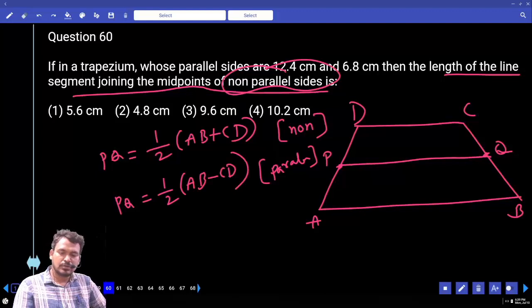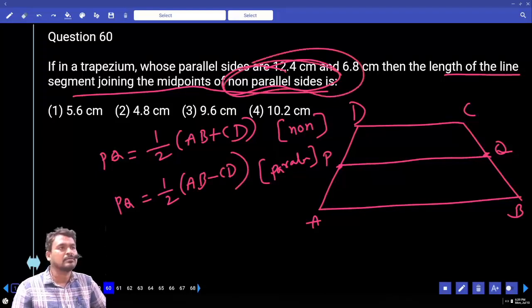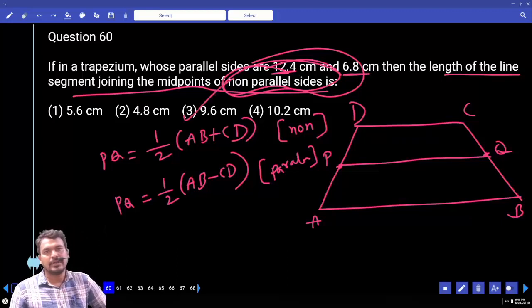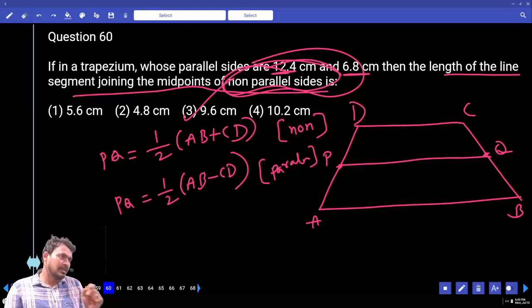What is the question here? Non-parallel sides or parallel sides? Non-parallel sides. What is the sum of the values? 12.4 plus 6.8, 19.2. We require half value or double value? Half value. What is the answer? 9.6. When non-parallel sides are given, directly the sides are added and divided by 2. Exactly, it is half value.